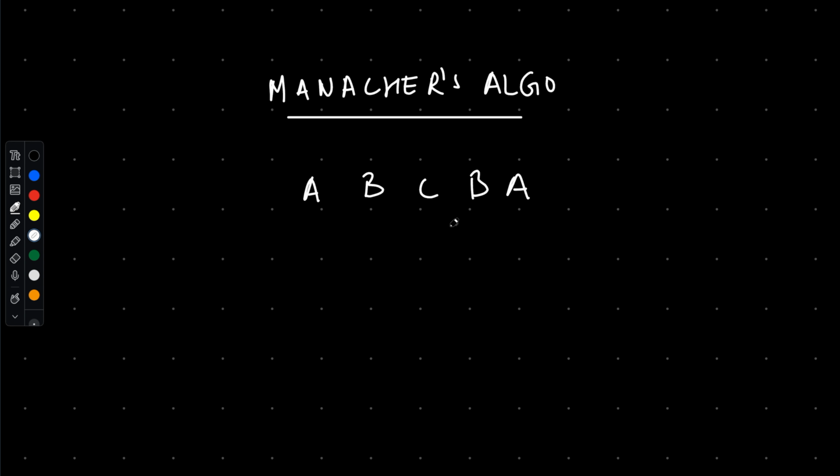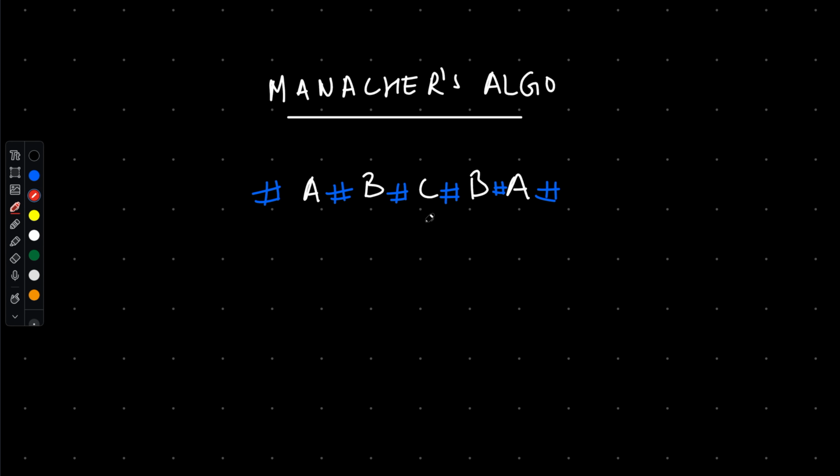The first step we usually perform with Manacher's algorithm, even if the string is already odd, is to add special characters at the odd places in the string. In our case, we are going to use hash as a special character. So let's add that. So the string becomes hash A, hash B, hash C, hash B, hash A, hash. Next, Manacher's algorithm utilizes the property of mirroring in a palindrome.